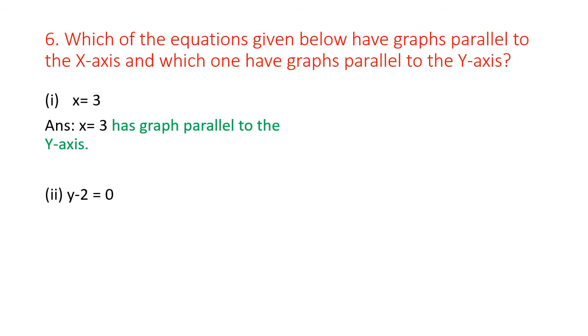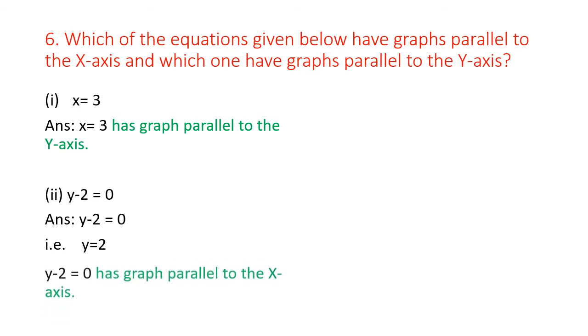Then next, y minus 2 is equal to 0. If I try to solve it, what will happen? y minus 2 will become y is equal to 2. When this -2 goes to the other side, what will happen? It will become plus 2. So y is equal to plus 2. Since we have the y coordinate, this line is going to be parallel to the x-axis. So we write down the original equation, which is this, so we write that down here.